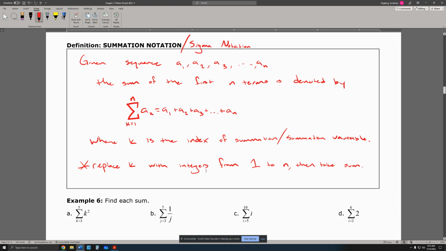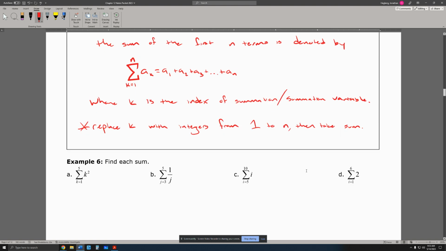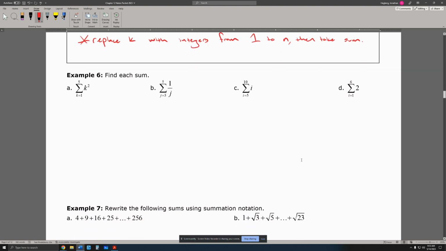The reason why I say integers here is because we're going to use sigma notation for things beyond just sequences and series. You'll learn in calculus, we use sigma notation to define integrals, right? And so we're going to be using terms outside of the natural numbers. So we use integers with all of sigma notation, but just for our intents and purposes for sequences and series, we're just going to be using natural numbers, so from 1 to n. Okay? So let's go ahead and find each sum.